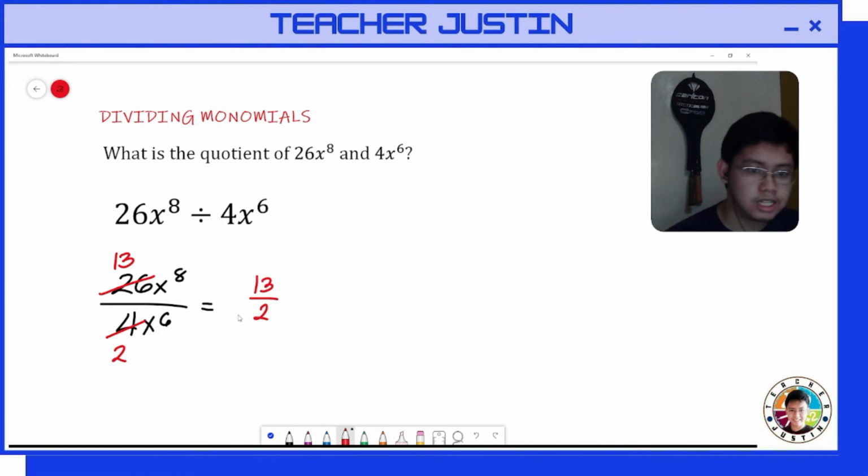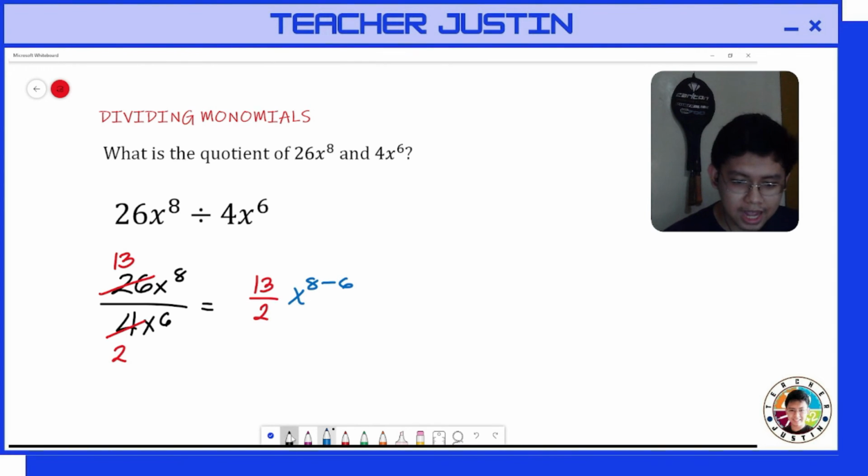Next, let's proceed to our variable. So we have here x raised to 8 divided by x raised to 6. In dividing our variables, we will apply the law of exponents, the quotient rule, wherein we will copy the base, which is x, and then subtract the exponents. So 8 minus 6, that will give us 2.